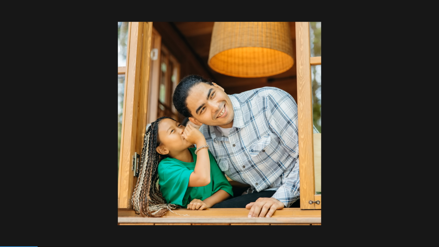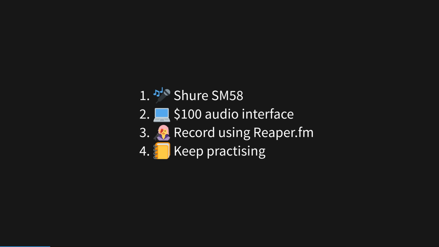If you're short on time, let me give you the 4-step TLDR. Buy a second-hand SM58, plug that into a USB sound card that shouldn't cost more than $100. The software I recommend is Reaper. Start now and keep practicing till you sound good. The last step is more nuanced than you might think. If you would like to know more, keep watching.